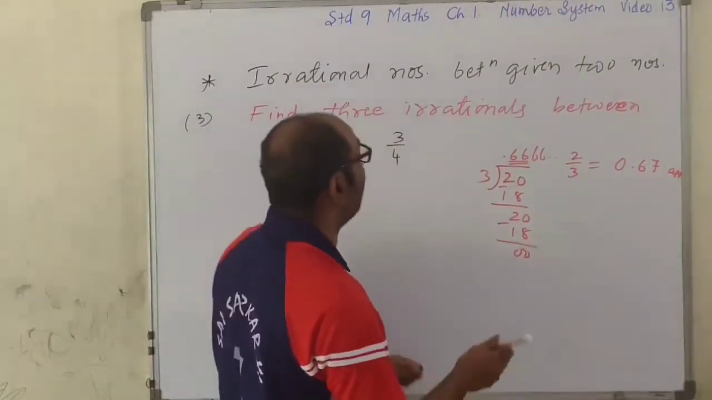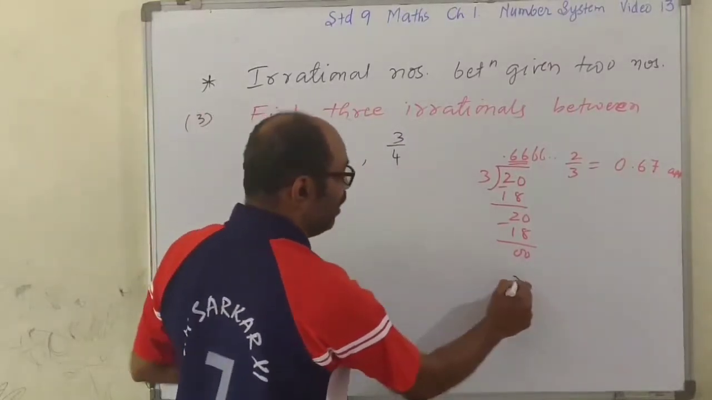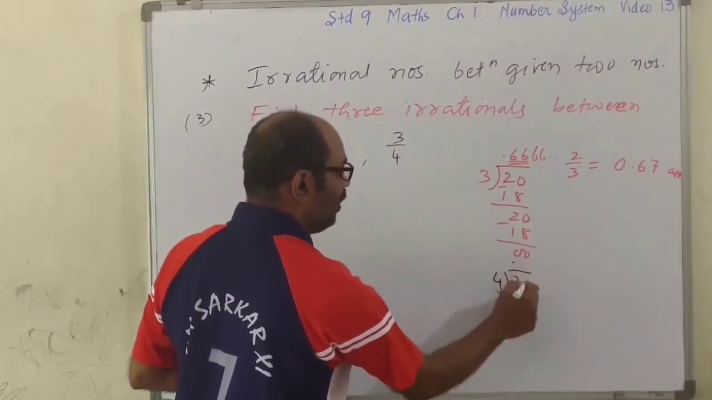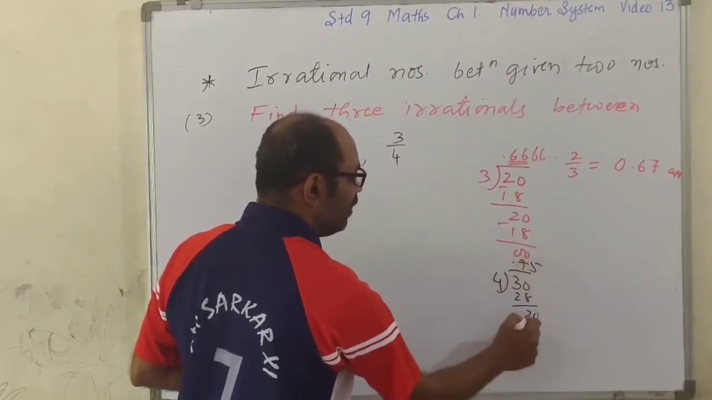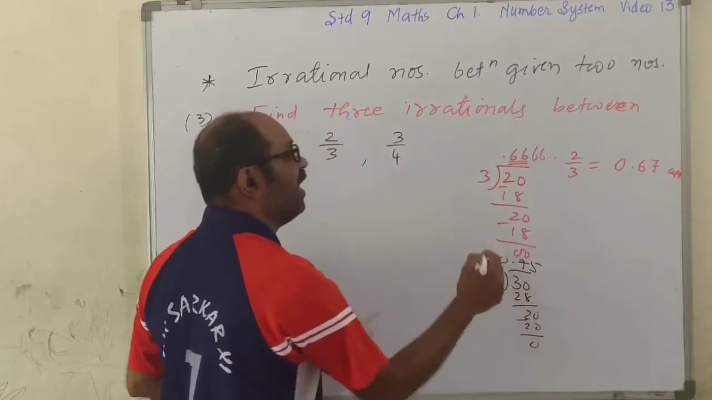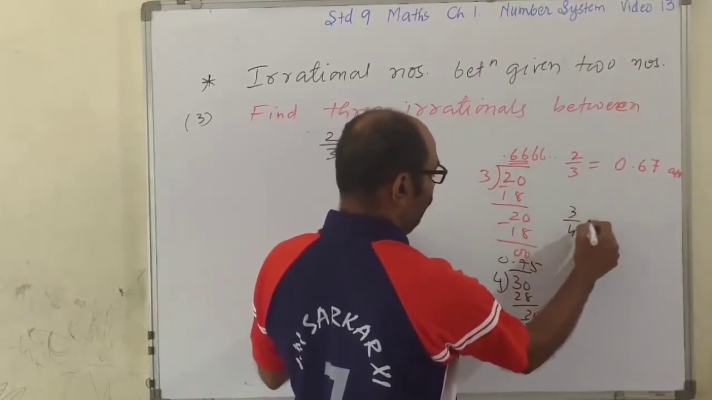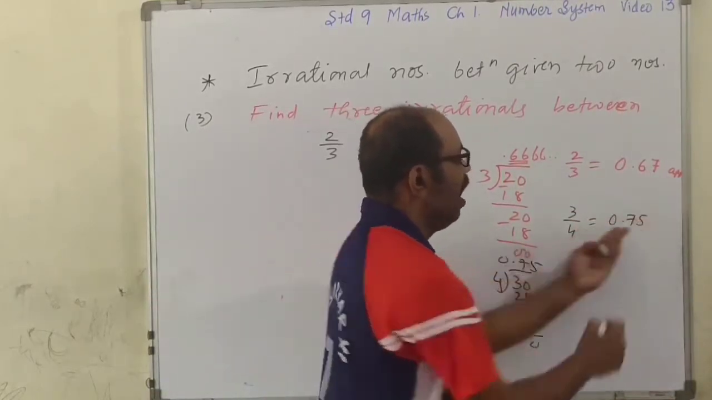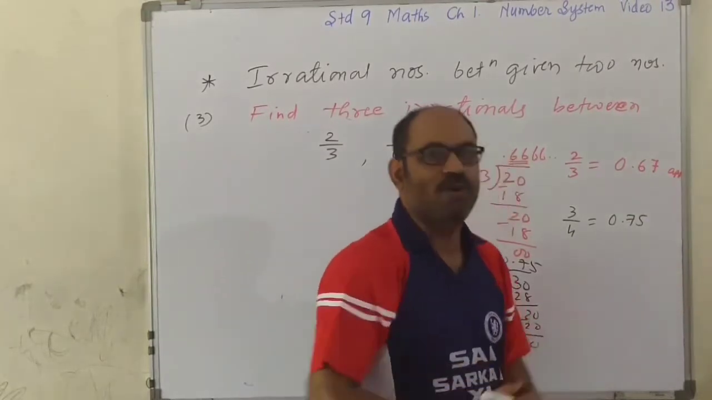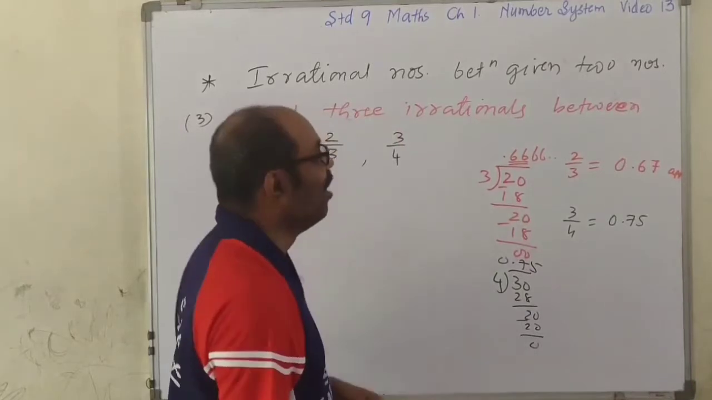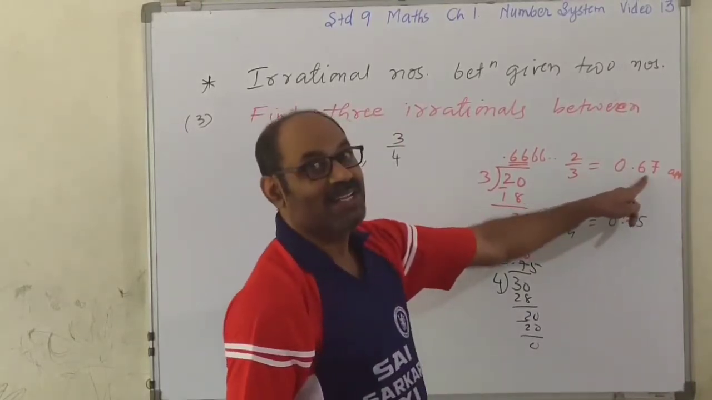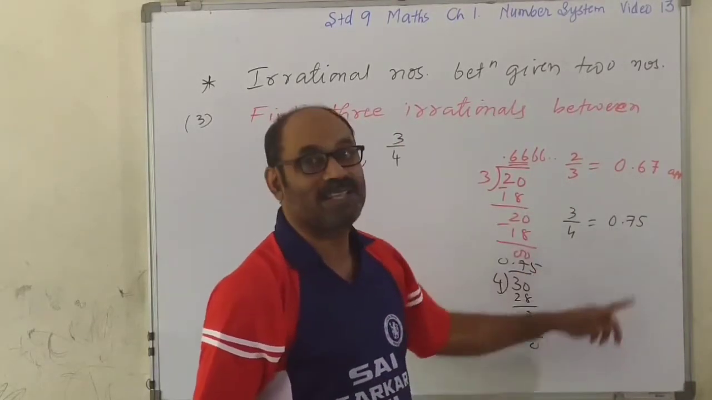Now the next number, that also you will have to divide. 3 divided by 4, 0.0, 7 fours are 28, 2 0, 5 fours are 20. Oh, this is terminating. Anyway, 3 upon 4 is equal to 0.75. You need two places of decimal and you have got that. Correct?